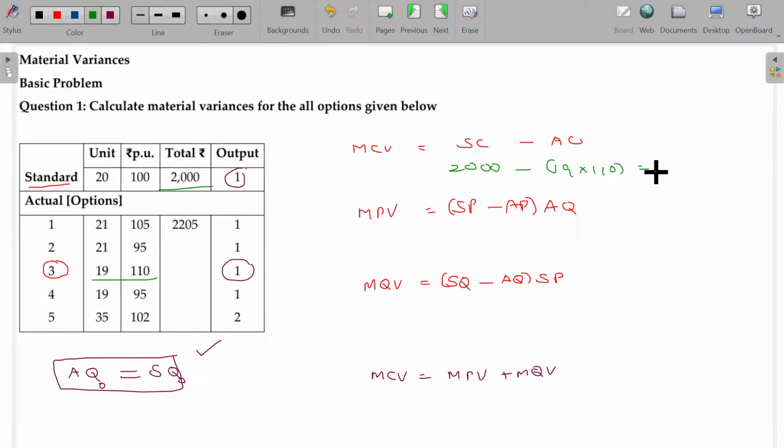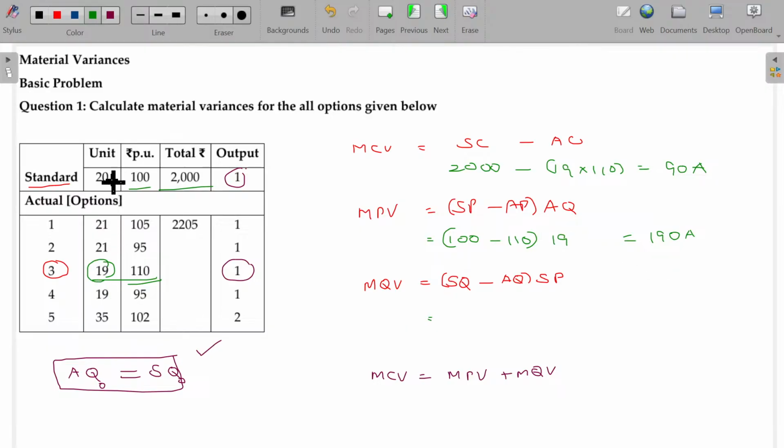Yeah, find out the ultimate value. 90 adverse. In case of price variance, 100 and 110. 100 is the standard price, 110 is the actual price. Actual quantity in this case being 19. You pay 10 rupees excess for 19 units, means 190 you paid excess. If you are paying excess, then it's not favorable for you, adverse.